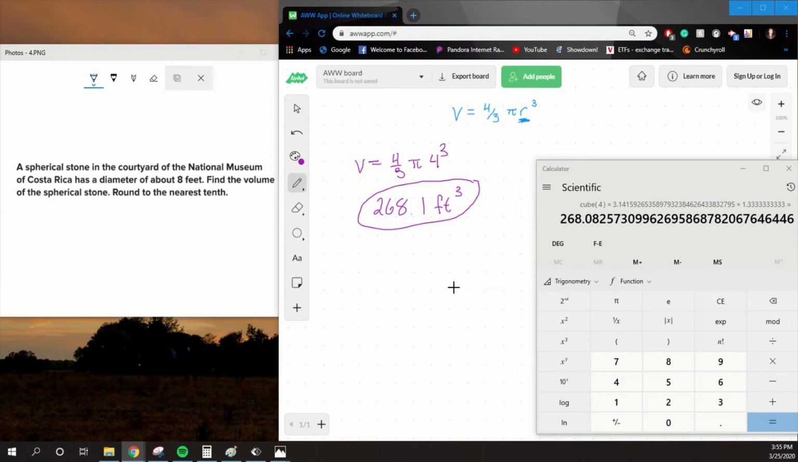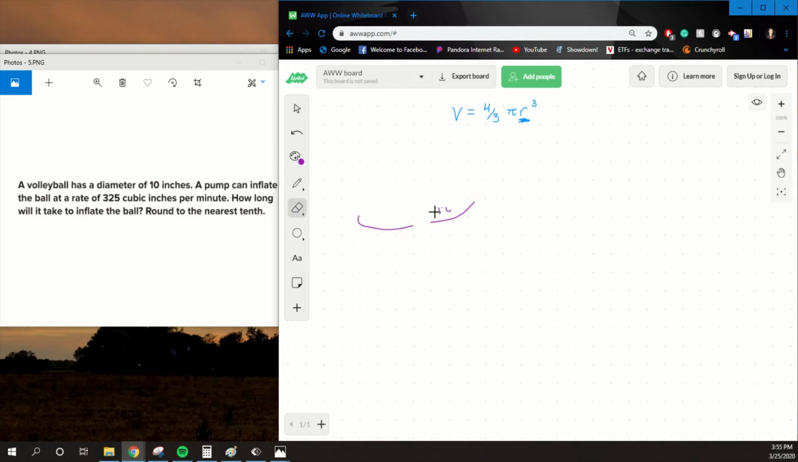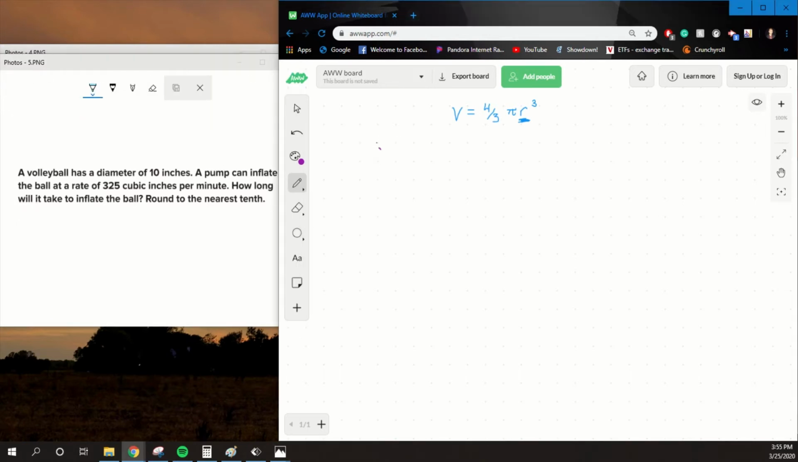So our next problem that I want us to do is another word problem, slightly different than the one we just did. So let's go ahead and read this. A volleyball has a diameter of 10 inches. Again, that diameter, and remember, if diameter is equal to 10, then our radius has to be equal to 5. A pump can inflate a ball at the rate of 325 cubic inches per minute. So 325 inches cubed takes 1 minute. Looks like we're going to need that for a conversion. How long will it take to inflate the ball? Round to the nearest tenth.